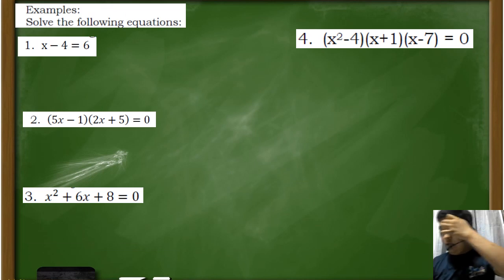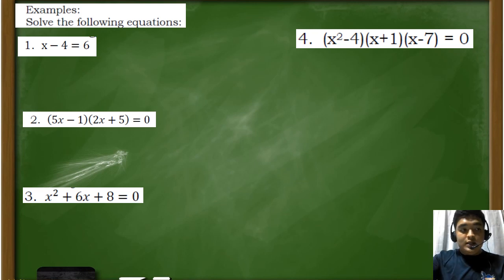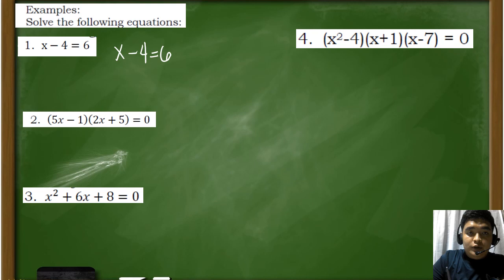For number 1, x minus 4 equals 6. That is very simple. You need to solve for the value of x. So x minus 4 equals 6. If we transpose the minus 4, it will become plus. So 6 plus 4, so x is 10.